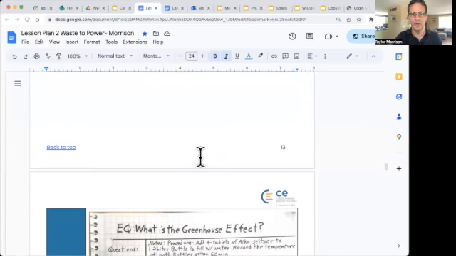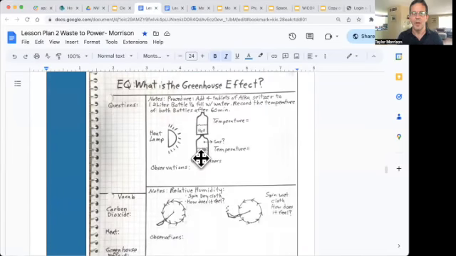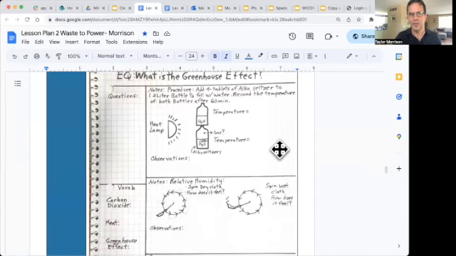Okay, there are chemical formulas and some more videos about the greenhouse effect. You can show how the temperature rises with more CO2 versus less. You can do that with these bottles here. Here are the directions, and I'll show you pictures of students doing this.